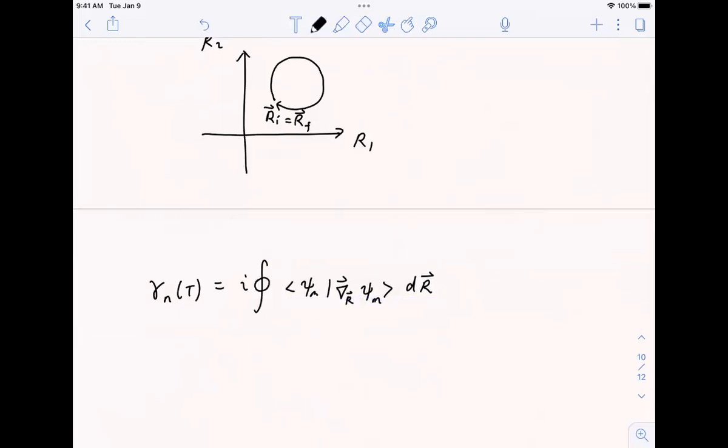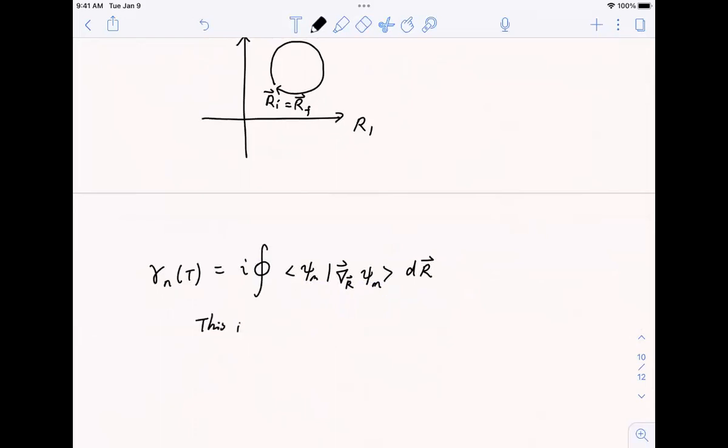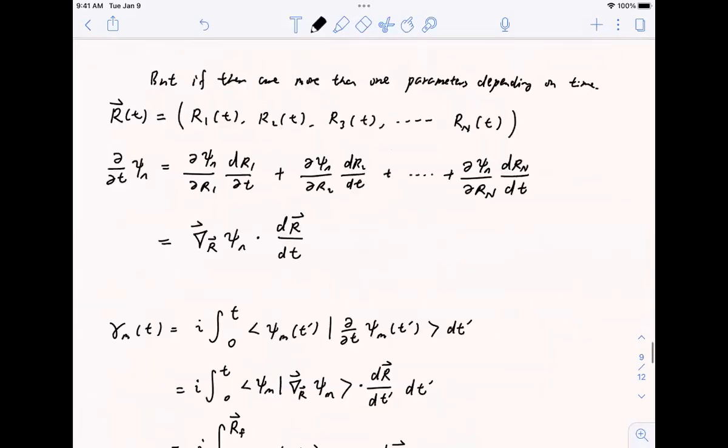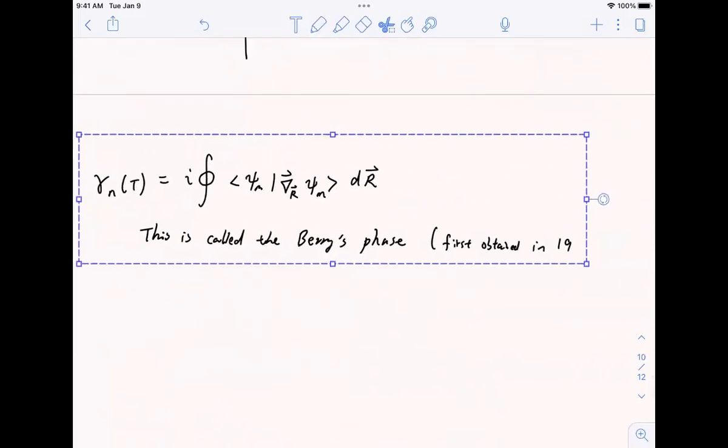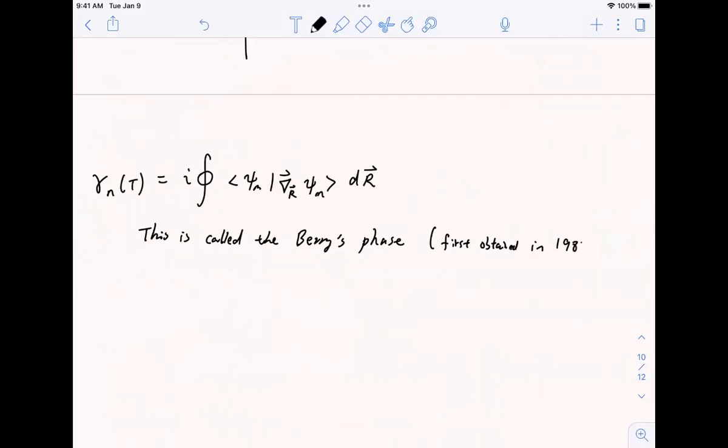Okay, so this is called the Berry's phase, first obtained in 1984 by Michael Berry.